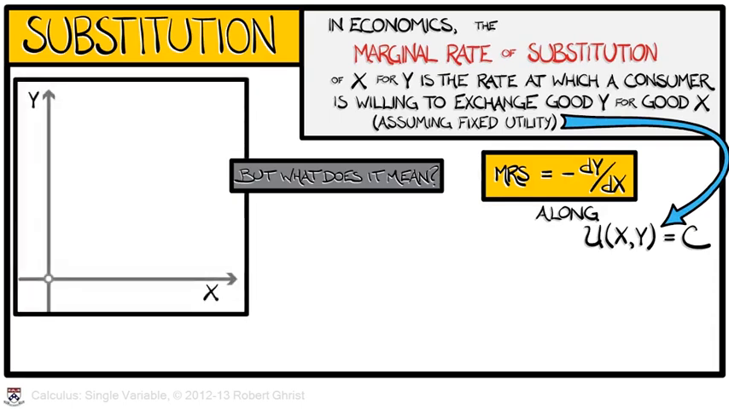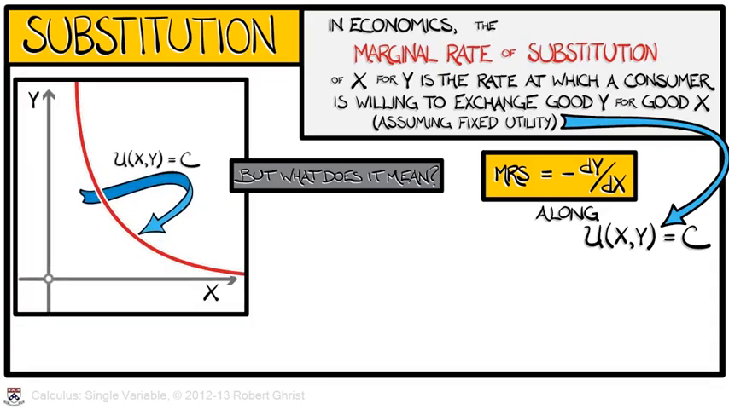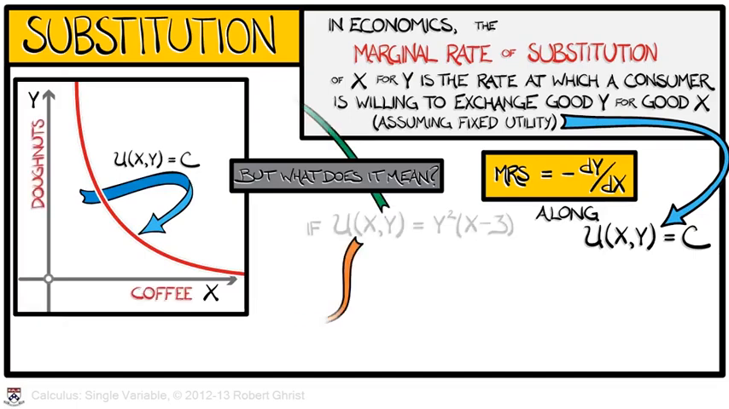This marginal rate of substitution, MRS, can be expressed as minus dy over dx along a curve of fixed utility, u. So let's say we're looking at the xy plane. I have some utility function, u. When we set that equal to a constant, it gives us a curve in the xy plane. The marginal rate of substitution is related to dy/dx, the slope of the tangent line.